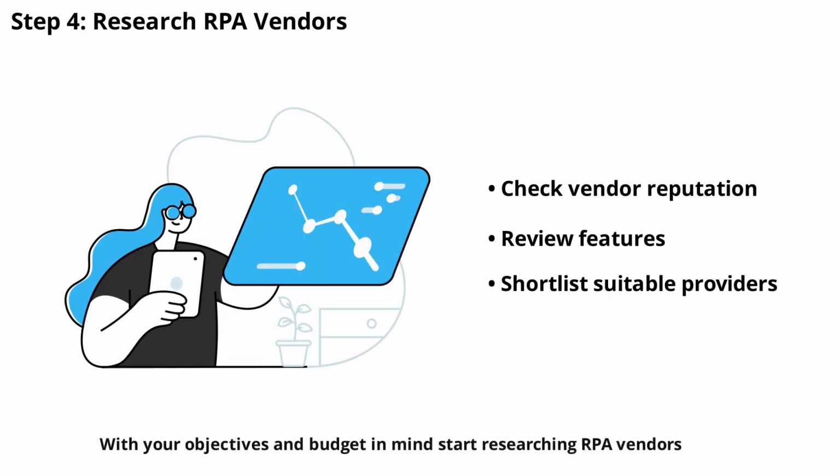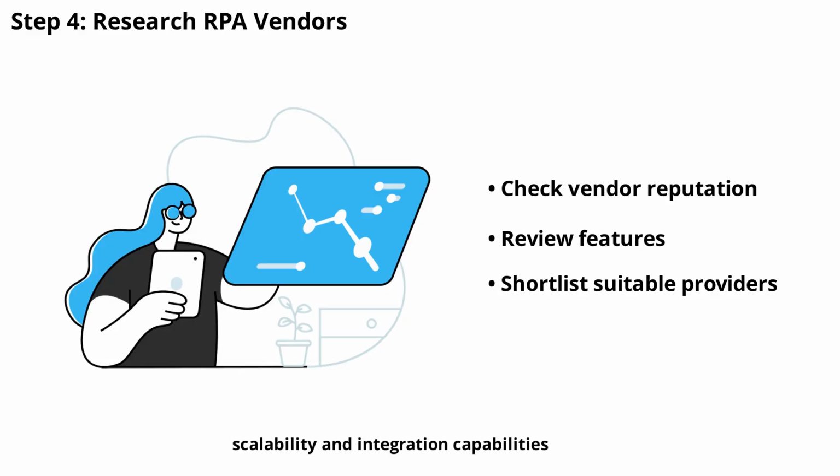With your objectives and budget in mind, start researching RPA vendors. Look for providers that specialize in solutions for small businesses. Evaluate their reputation, customer reviews, and case studies. Pay attention to the features they offer, such as ease of use, scalability, and integration capabilities. Shortlist a few vendors that align with your requirements and prepare to dive deeper into their offerings.